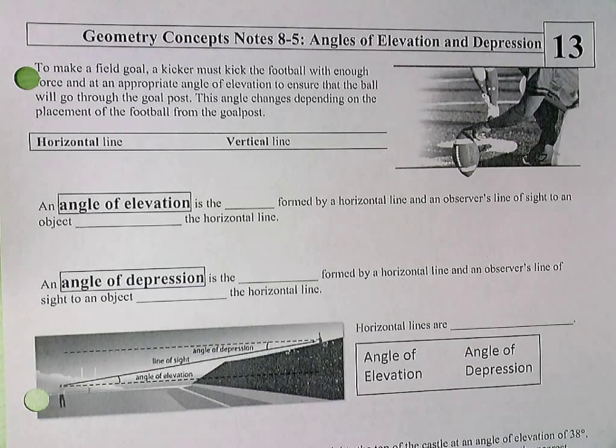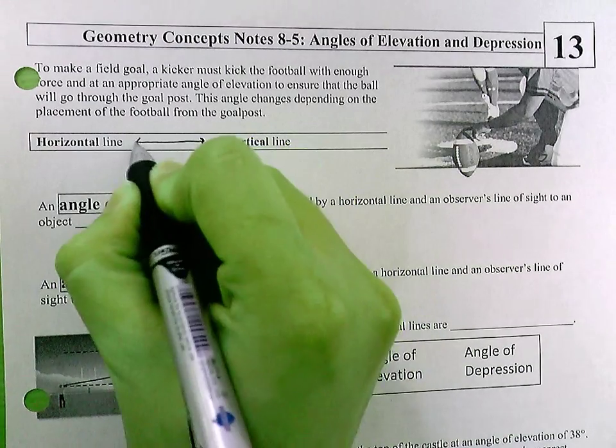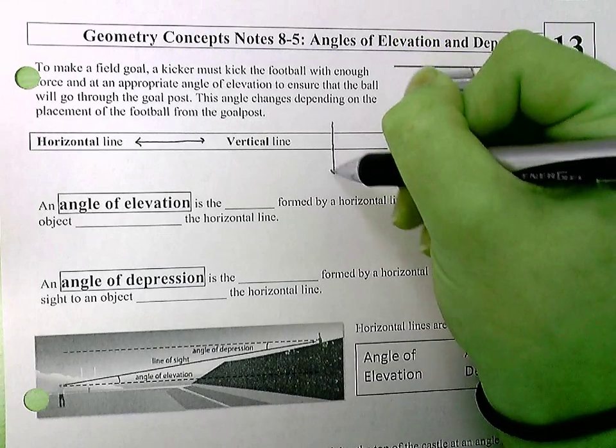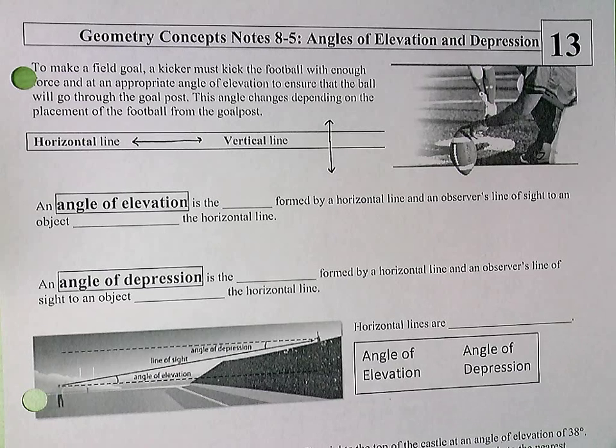So first off, just to remind you what each line is, we have a horizontal line. If I ever say find the horizontal distance, you're looking at this horizontal line. If I say find the vertical distance, you're looking at a vertical line. So that's the line you would try and find, that vertical there.